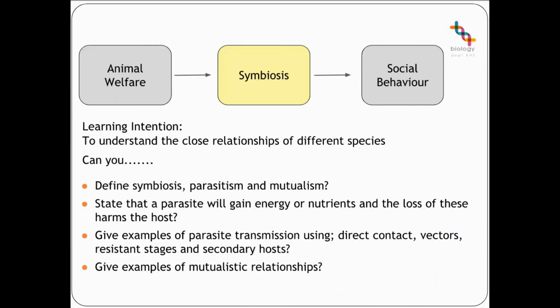So from that, you should be able to explain what we mean by symbiosis, parasitism and mutualism. Explain that a parasite will gain energy or nutrients and the loss of these will harm the host in some way. That parasites can be transmitted using direct contact, vectors and resistant stages, and we may also involve a secondary host. And you should be able to give some examples of mutualistic relationships.